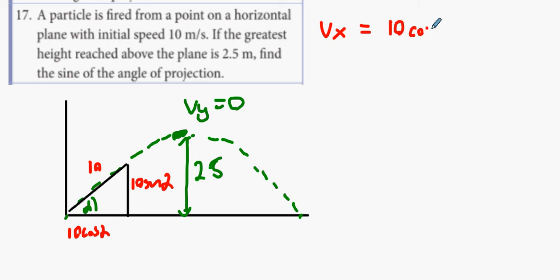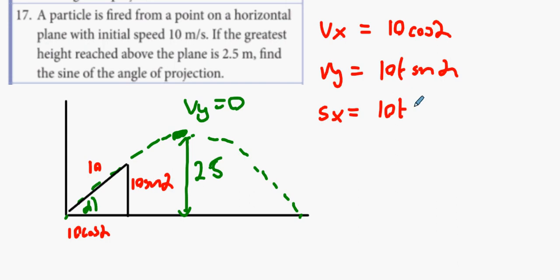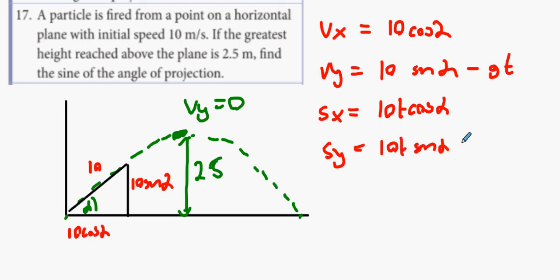Then you've got to make your four equations. vx equals 10 cos alpha, vy equals 10 sin alpha minus gt. Then sx equals 10t cos alpha. Made a mistake there, there's no t in the second one, and I also forgot the gt. Okay, sy equals 10t sin alpha minus half gt squared.